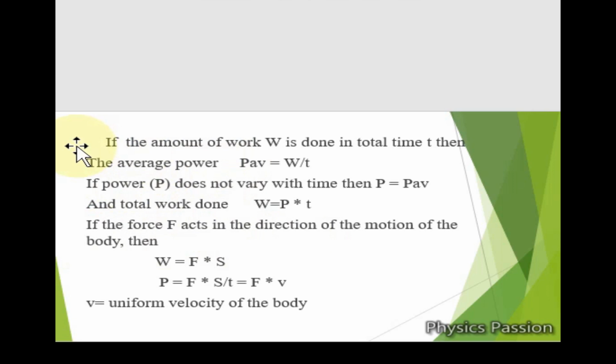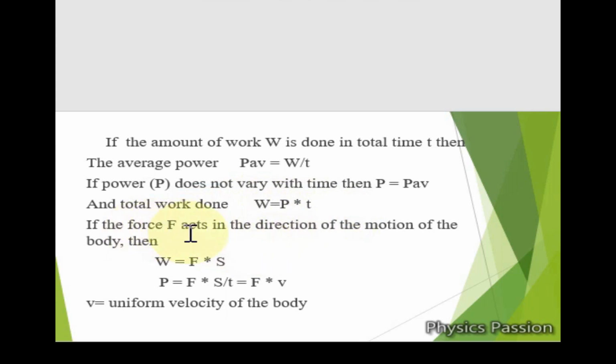Now say if W is the amount of work done in total time, say T, then the average power we can write as P average equal to work divided by time, W upon T. If power P doesn't vary with time, then we can take average power equal to say P only, and in this case work done will be given by P into T.